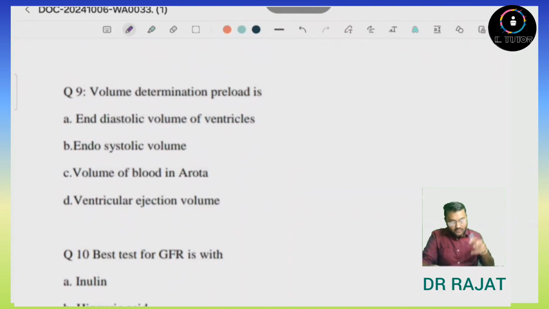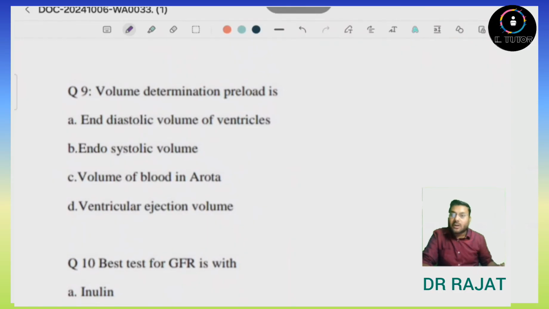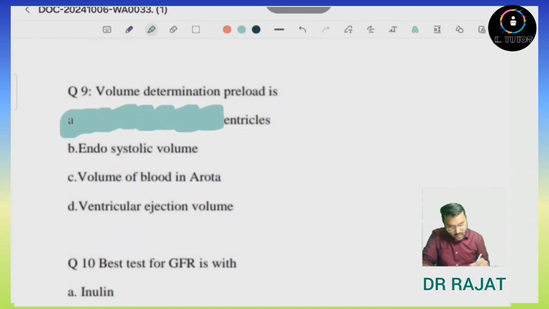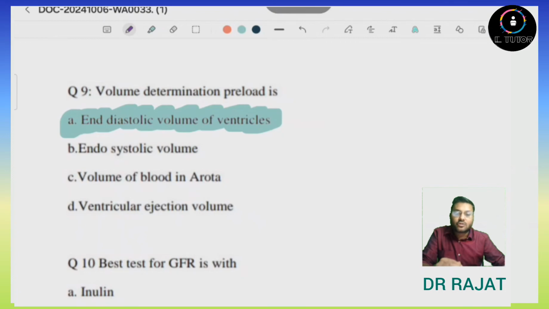Now next question is volume determination, preload is. So what is preload? It is a load which is present in the heart before it is performing the contraction. So it is end diastolic volume of the ventricles. So answer will be option number A. It is an end diastolic volume of the ventricle, and the volume which is left after the systole is the end systolic volume.